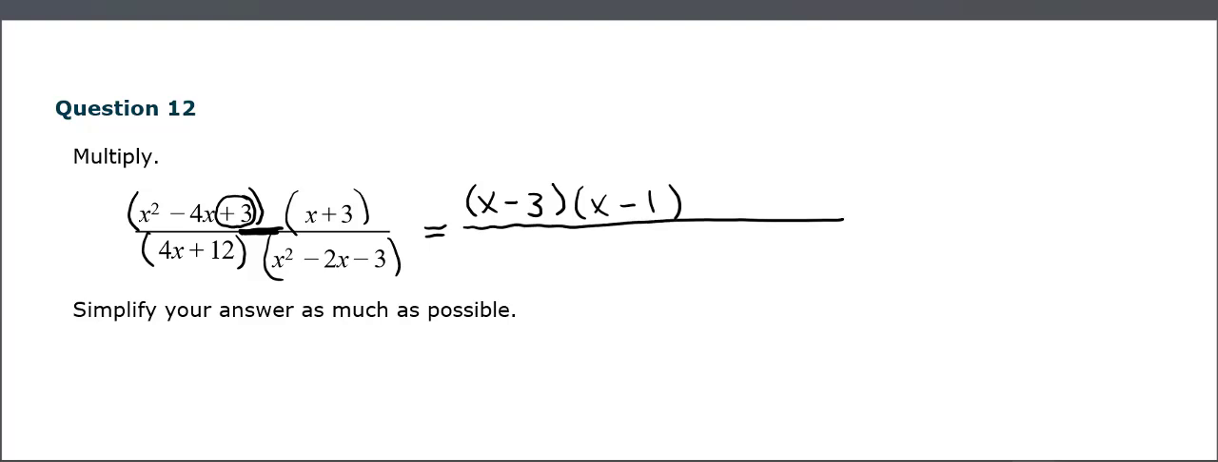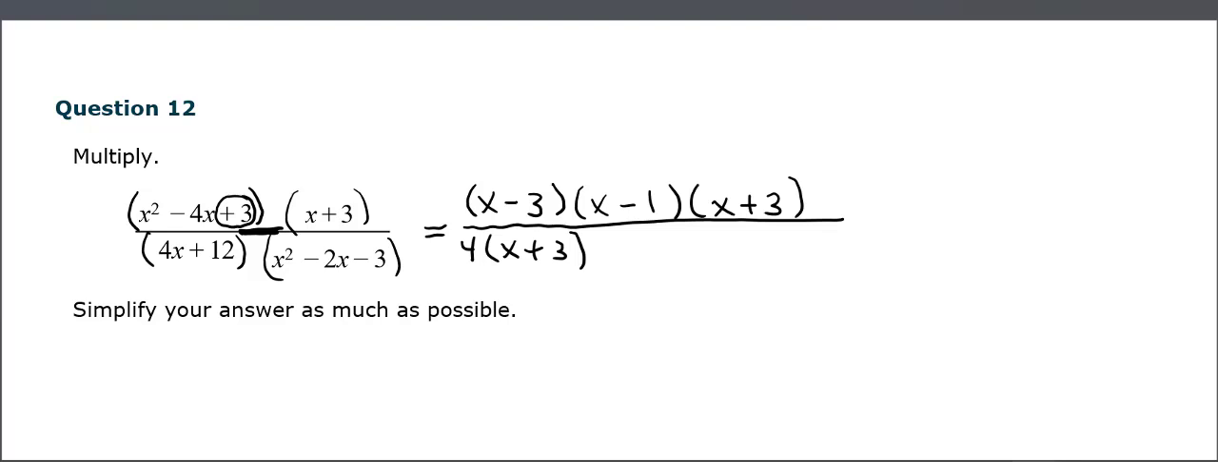Now still looking at my numerator, x plus 3 just remains x plus 3 because there's no factor that I can take out. In the denominator, looking at 4x plus 12, the greatest common factor is 4, so I factor out a 4, and that leaves me 4 times the quantity x plus 3.